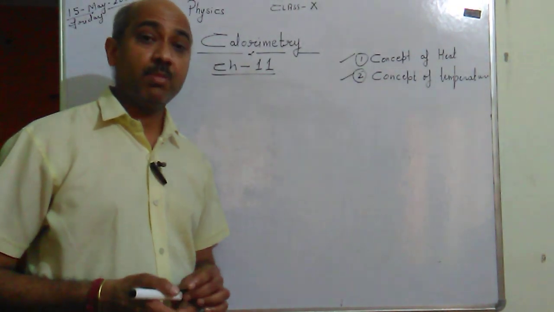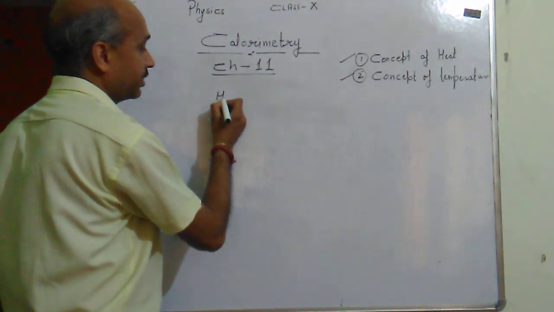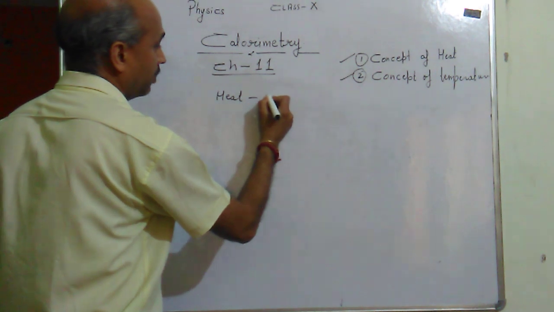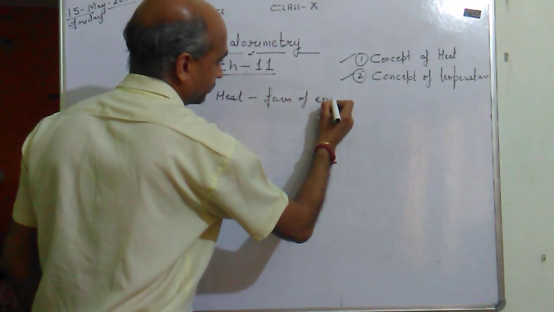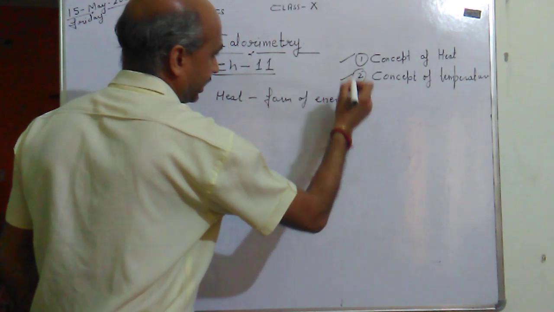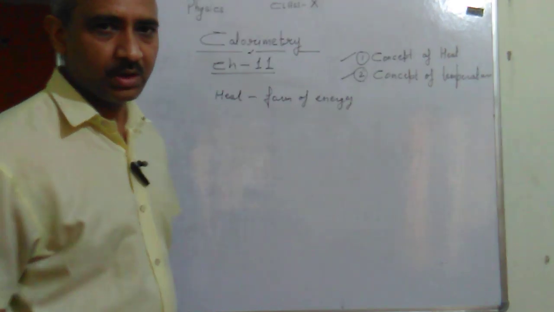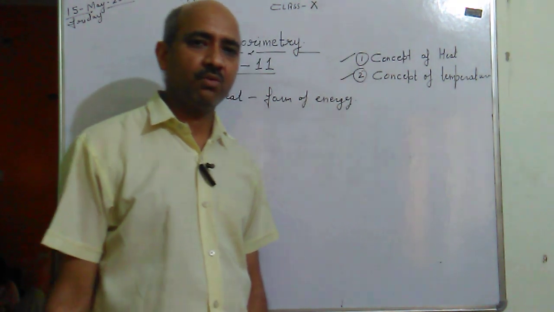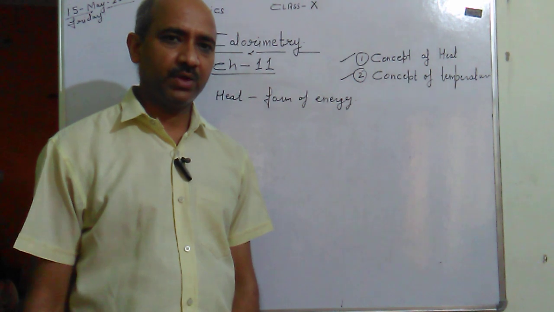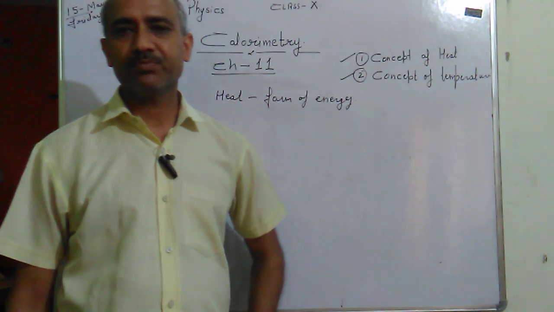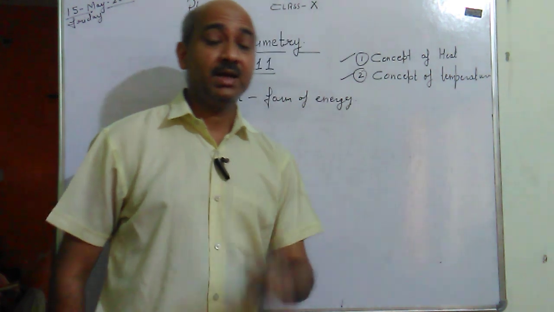Now what do you mean by heat? If we talk about heat, so heat is what? Heat is a form of energy. Okay, it is a form of energy. Energy की एक form है. How does it flow? There are three methods of flowing of heat. The first method is conduction. The second method is convection, and third method is radiations.